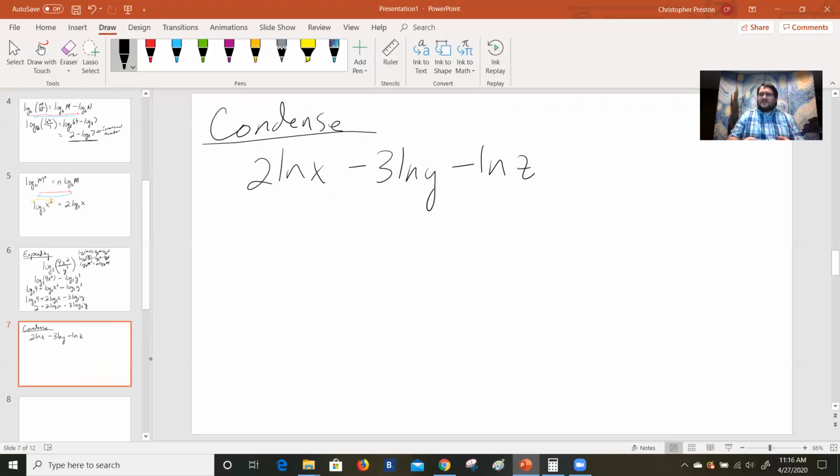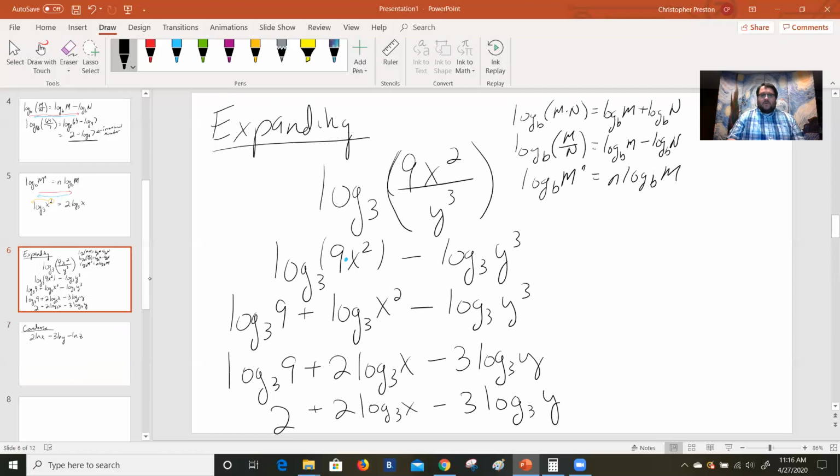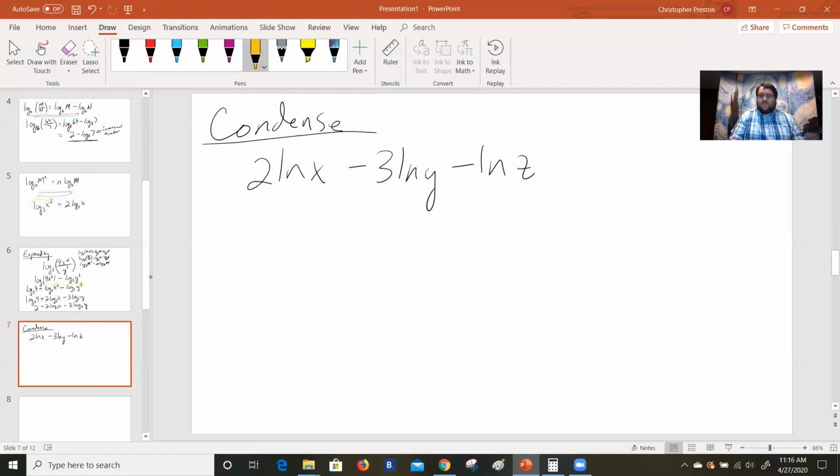So I'm basically going to do what I just did backwards. The very last thing I did before I calculated the log 3 of 9 was to move those exponents out front. So that was the last big log property thing I did. So I'm going to do that step first here, and I'm going to move these exponents up here. So this is going to be the natural log of x squared minus the natural log of y cubed minus the natural log of z.